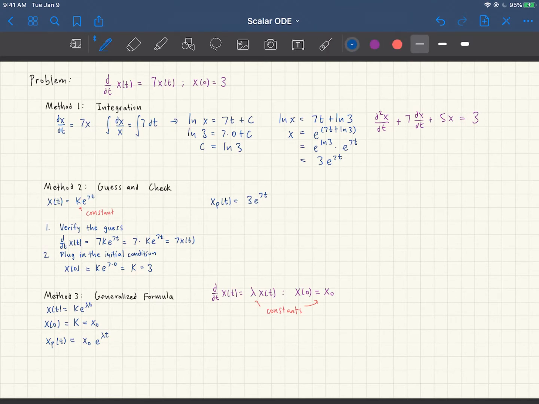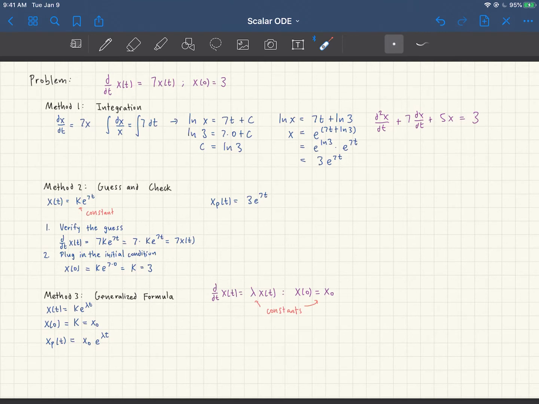With the guess and check method, we took a test solution, or test function, k e to the 7t, verified the guess works, and then plugged in the initial condition to get the same solution, 3 e to the 7t. With guess and check, one of the concerns we should be making is whether or not our guess is in fact the right guess, and also how we should be making our guesses. And sometimes the difficulty in guess and check will come in what is a good guess and verifying the guess works. Taking the derivative may be more difficult than anticipated.